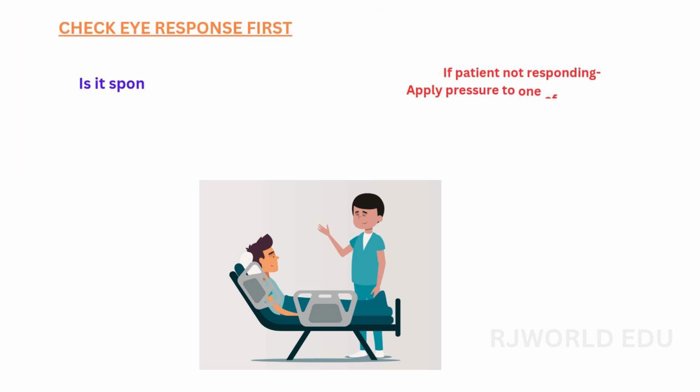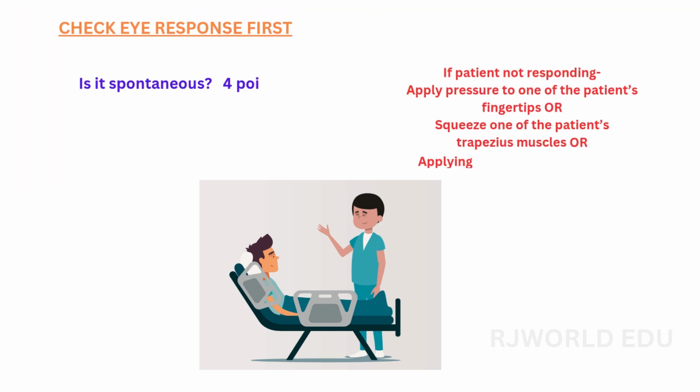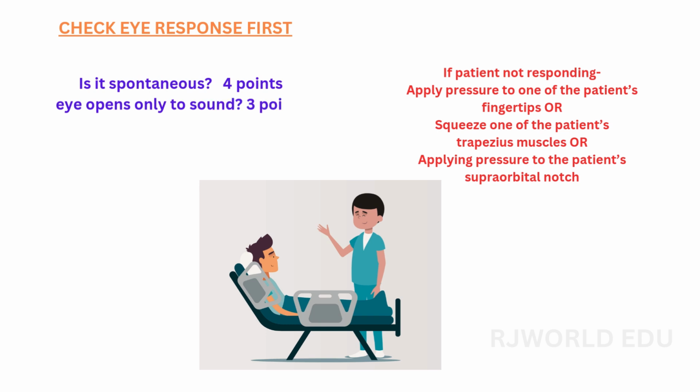Check eye response first. Is it spontaneous? Then, 4 points. Eye opens only to sound, 3 points. To pressure or pain, 2 points. Or no response, 1 point. If the patient is not responding, apply pressure to one of the patient's fingertips, squeeze the trapezius muscles, or apply pressure to the patient's supraorbital notch.